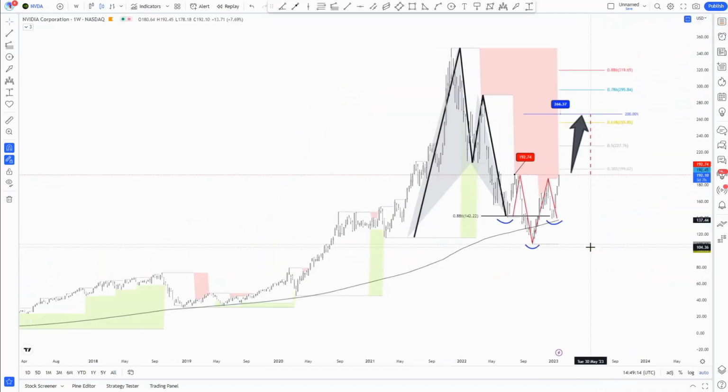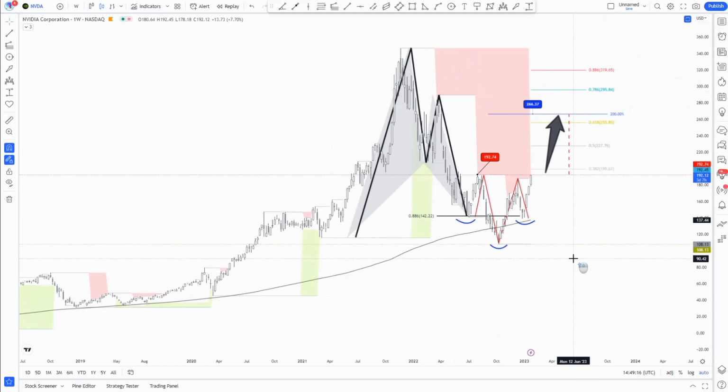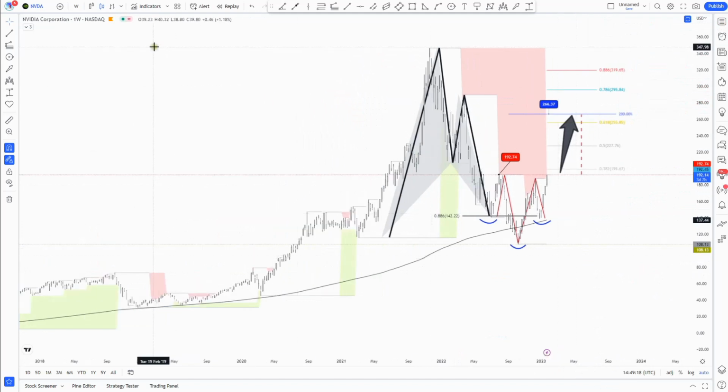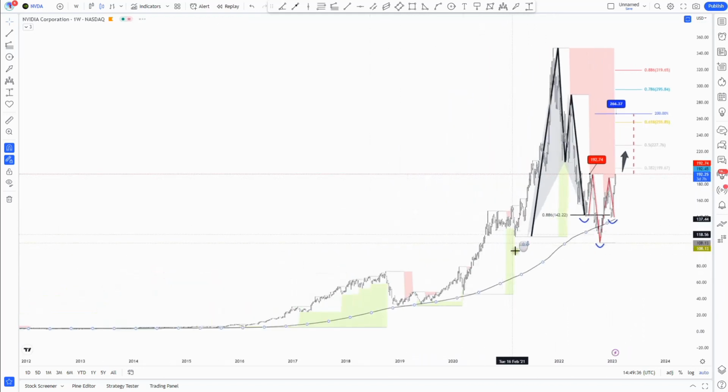Let's go and jump into NVIDIA. NVIDIA is a very, very good chart pattern to try, at least in my opinion, the long side. We have a fractal resistance at 192.74. We are now threatening that fractal resistance, which means we are threatening the next zone of an inverted heads and shoulders formation, as we can see, also supported by the 200 weekly moving average.